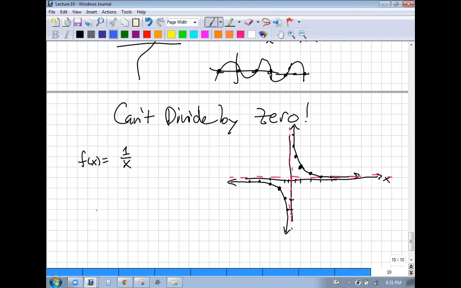So what if I have something like this? F of x equals 1 over x minus 2.